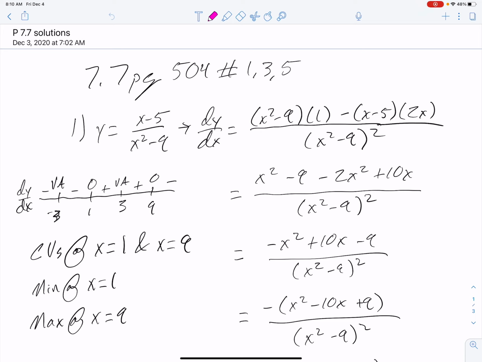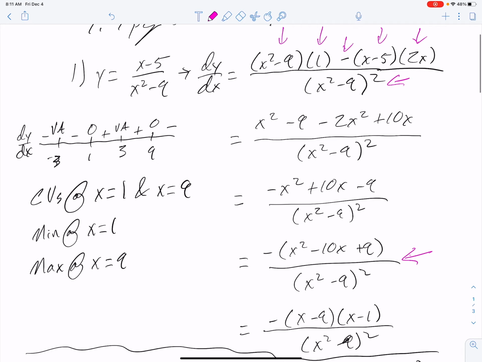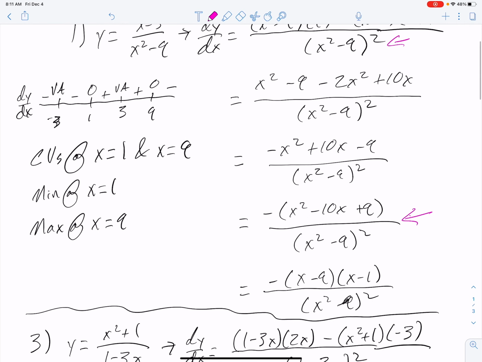All right, so I start with my derivative. I've got low d high minus high d low all over low. I simplify, again, always be careful about distributing the negative, and I end up with my derivative. Factor my derivative so that I can find where my zeros of the derivative are, in other words, my critical values of the original function.